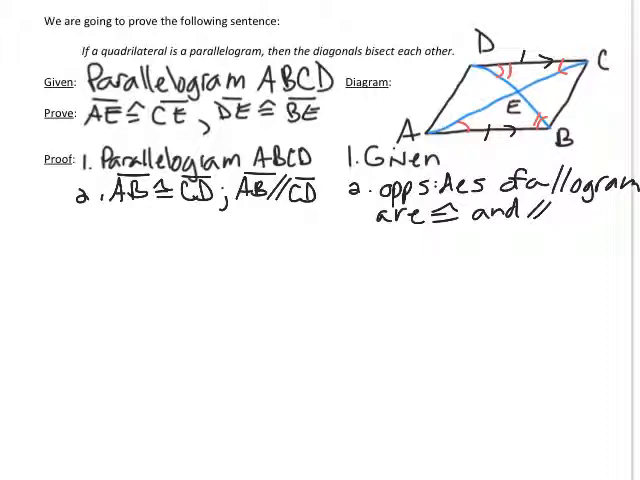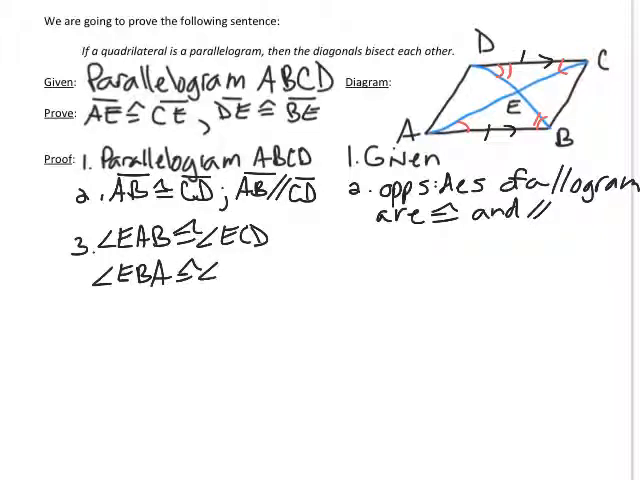That's not the only thing you could get. You could get angle, angle, side as well. But I'm going to stick with angle, side, angle. So I can say that angle EAB is congruent with angle ECD. And at the same time, I can say angle EBA is congruent to angle EDC.